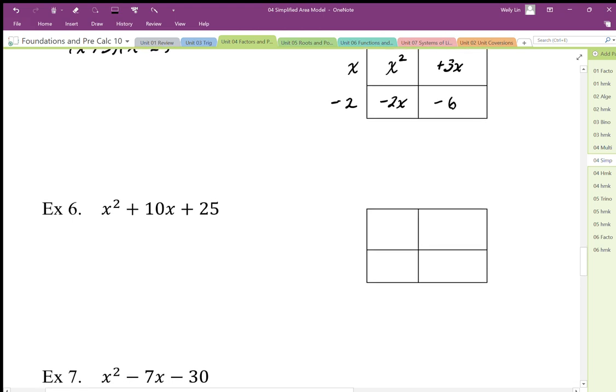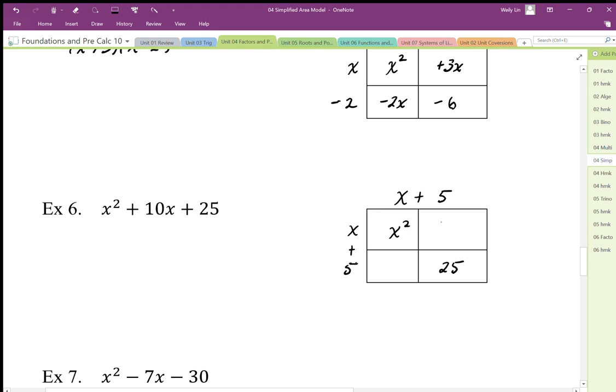For this one here, same thing. We're going to end up with x squared, 25. And then we ask ourselves what two numbers multiply to 25 and add to 10. It's going to be 5 and 5. So we know that this is actually a square. We're going to have x plus 5 along the vertical and x plus 5 along the horizontal.